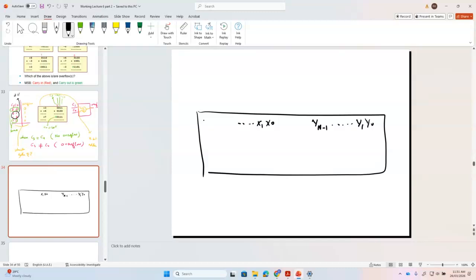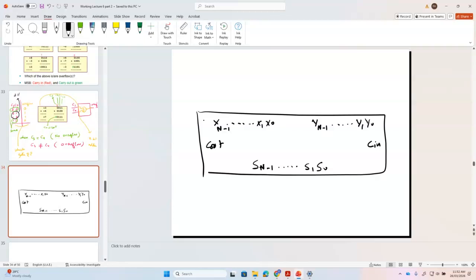So we have y0, y1, and so on until y n minus 1, and then we have x0, x1, and so on until x what? n minus 1. And then we have c in, and then we have what? C out. And then we have S0, S1 and so on until what? S n minus 1. Got it or not got it?